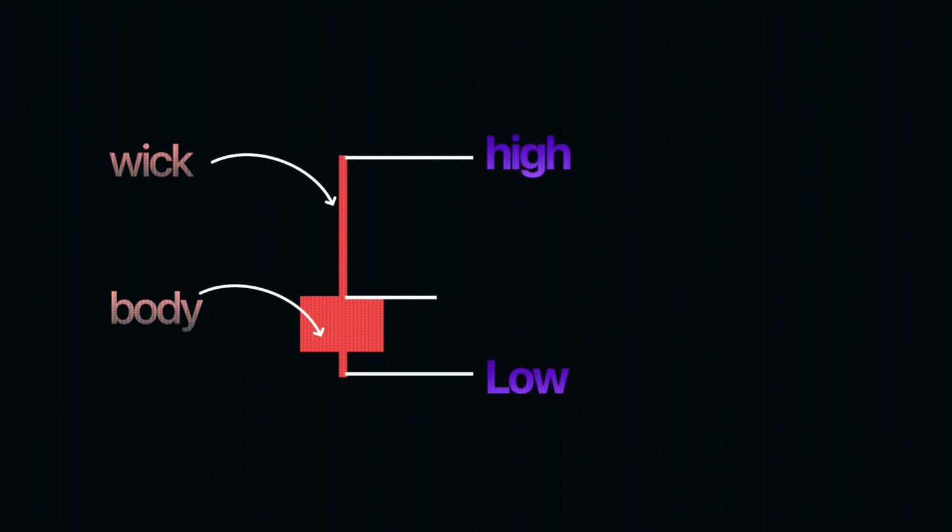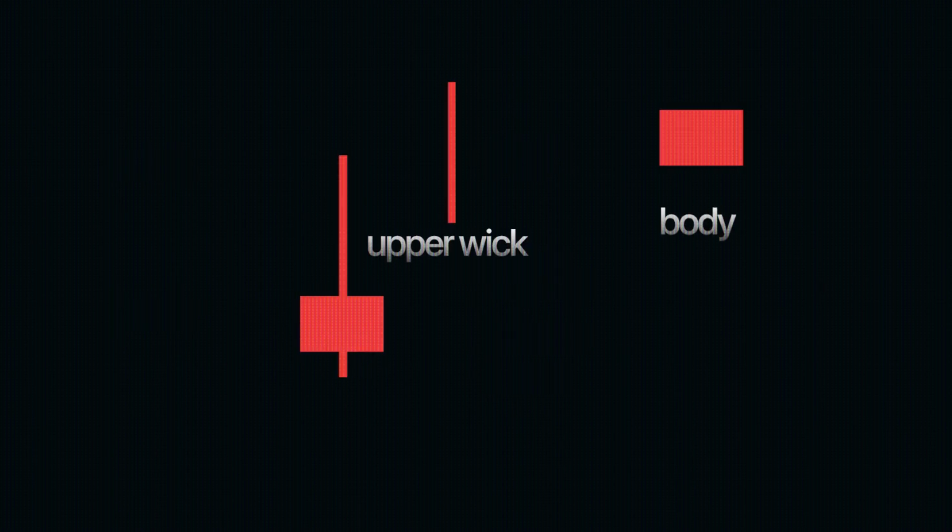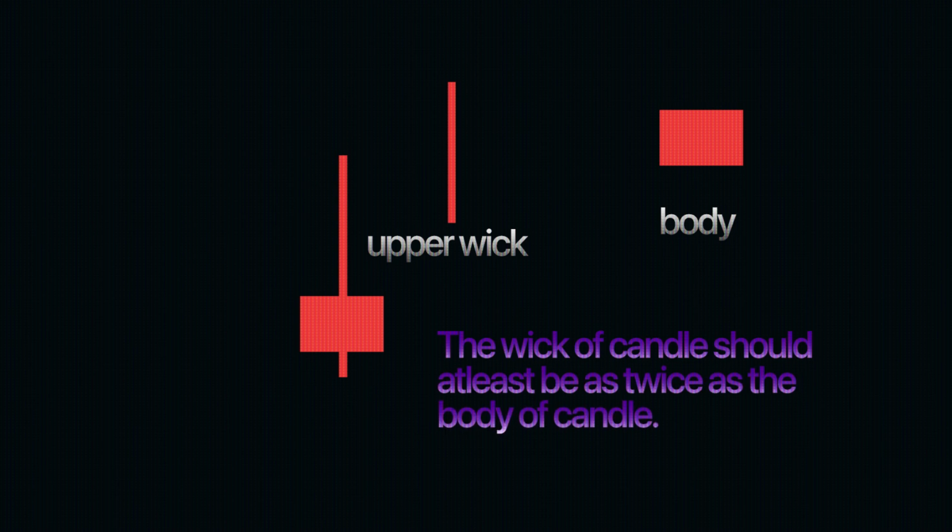Focus on the structure of the candle, the upper wick, the body, and the lower wick. Don't worry about whether it's green or red. The color doesn't matter. What matters is the wick-to-body ratio. A valid inverted hammer will have an upper wick that's at least twice the size of the body, and the lower wick should be very small or nearly absent.